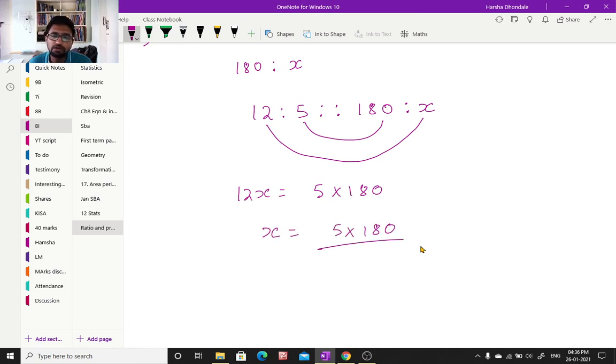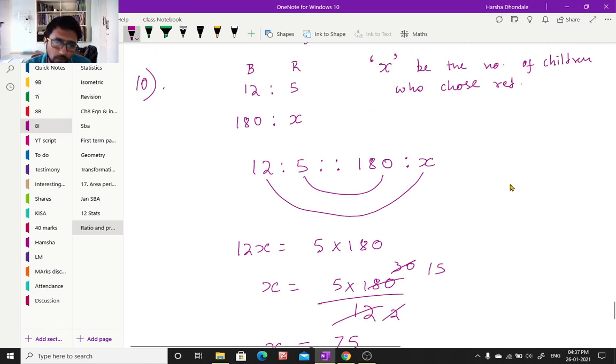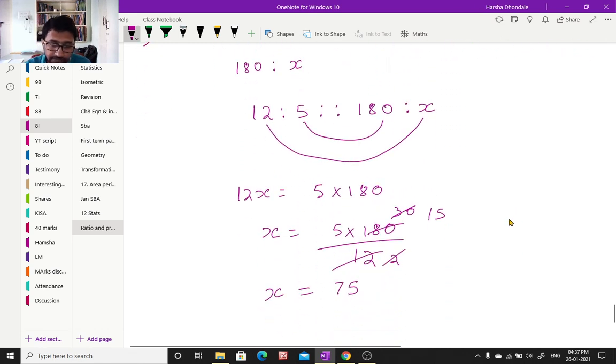That is all, guys. Can you do this? 6 twos are 12, 6 thirties are 180, and then 2 ones are 2, 2 15s are 30, and 15 fives are 30, 60, 75. Yeah, 75. X is equal to 75. So only 75 of them chose or voted for red.